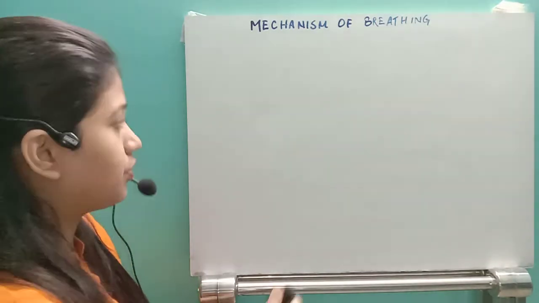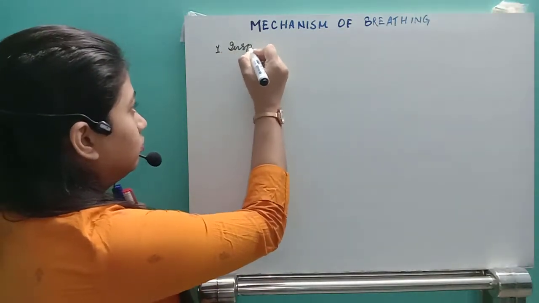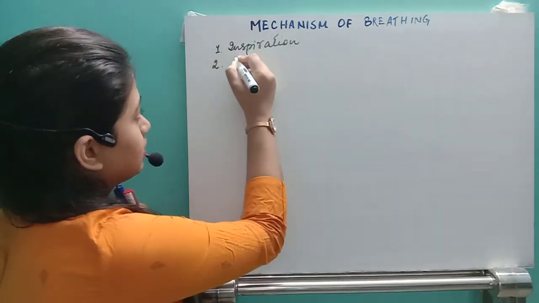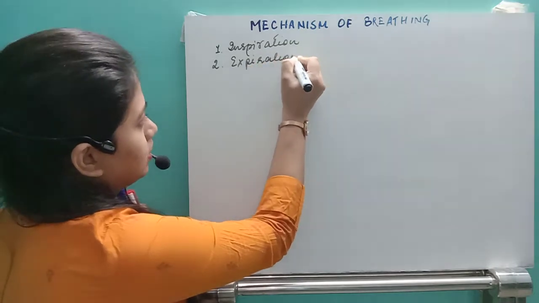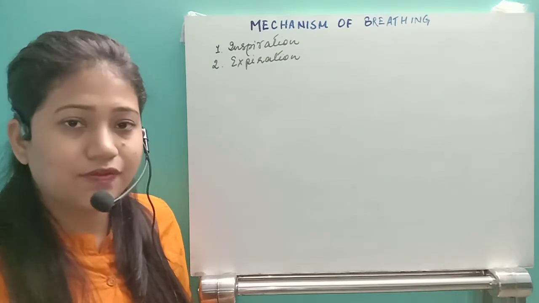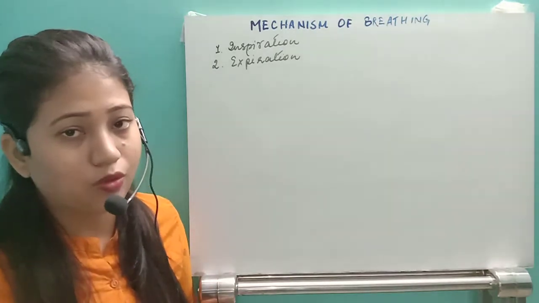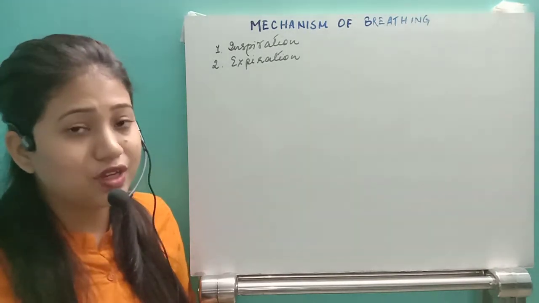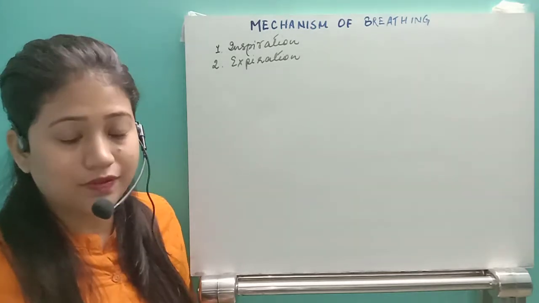What are the steps? The first one is inspiration and the second one is expiration, which we can also call exhalation. In this mechanism of breathing, the first step is how the gases from the atmosphere enter inside our body. Then the gases go to the lung. In the region of the lung, the gases are exchanged from the lung to the blood vessel.